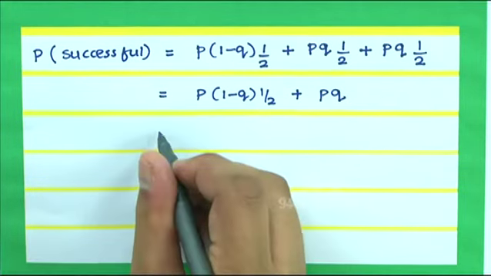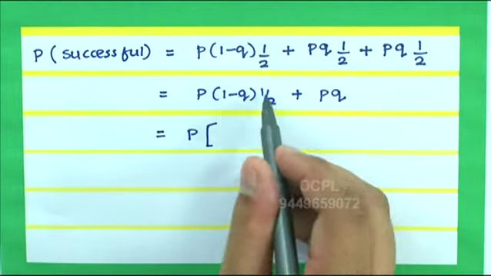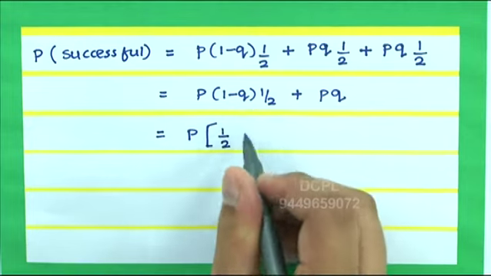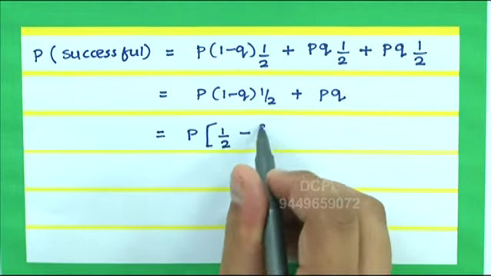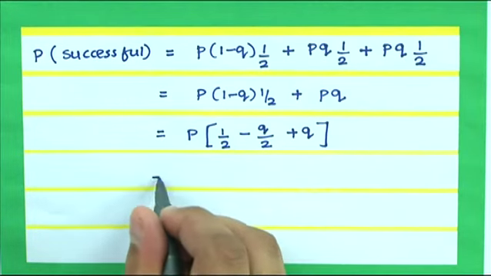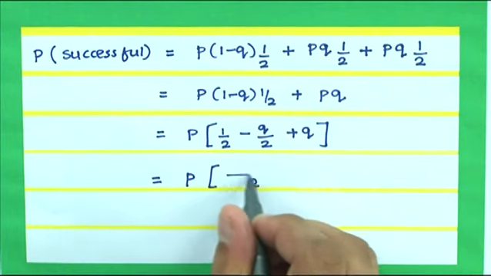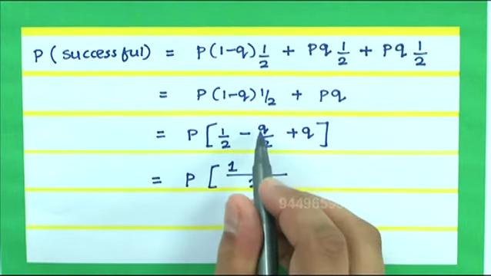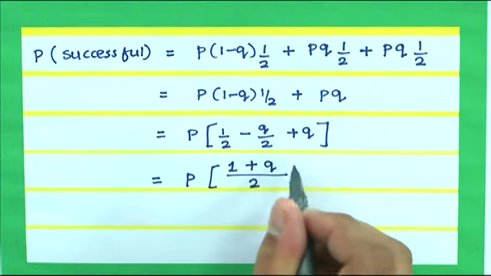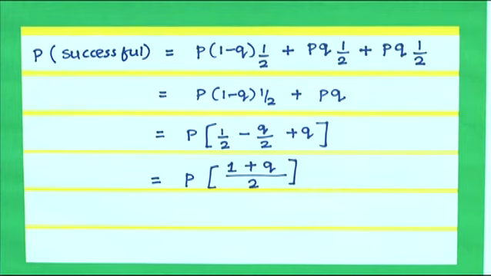So from all of this I can take P outside. So this will become 1 into 1 by 2, which is 1 by 2, minus Q into 1 by 2, that's minus Q by 2 plus Q. So that would be P into LCM is 2. I have 1 minus Q plus 2Q will become plus Q. So we get it as P into 1 plus Q by 2. Now what is the first option? First option says P is 1 and Q is 0.